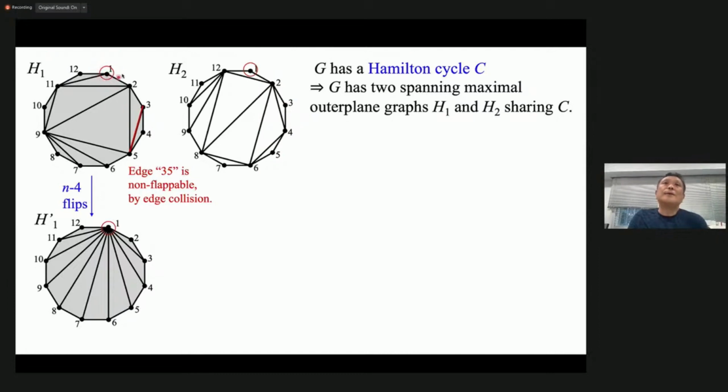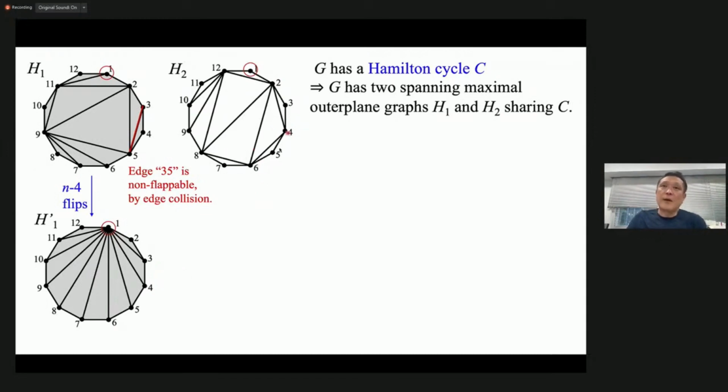The degree of this vertex is at least 3, and here we have the degree n-1, so the difference is at most n-1. So we needed at most n-1 flips from this to this. Now our graph is obtained from this one and this one by pasting them along C.